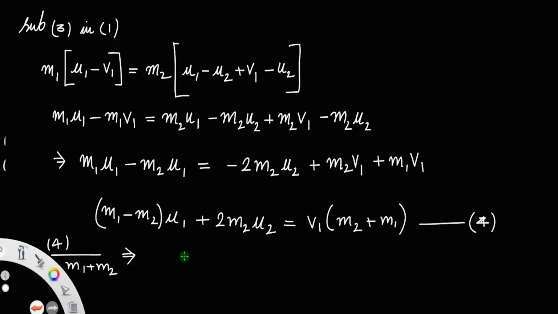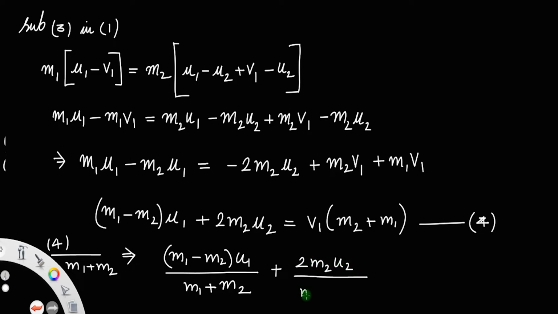So this will become m1 minus m2 into u1 divided by m1 plus m2, plus 2m2u2 divided by m1 plus m2 is equal to v1 into m2 plus m1 divided by m1 plus m2. Clear?